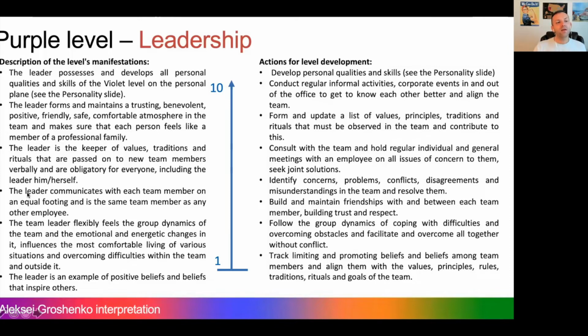The leader communicates with each team member on an equal footing and is the same team member as any other employee. So we are communicating here as friends, without our badge, right? I'm a leader, I'm a manager. Without that, just as a human being to human being communication. It's very important on the purple level. On the purple level, we are not leader and boss and employee. We are part of one team. We are equal. That's very important, and it will help you to build trust, relationship, and respect on a personal level. That's the base of the purple level in Spiral Dynamics.